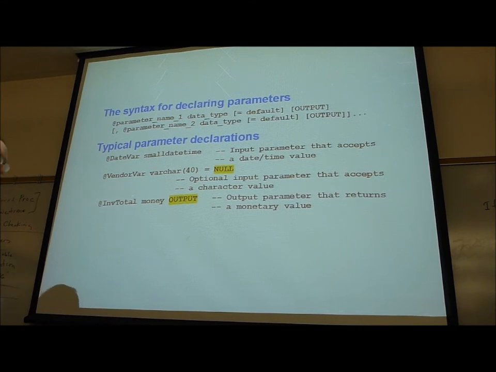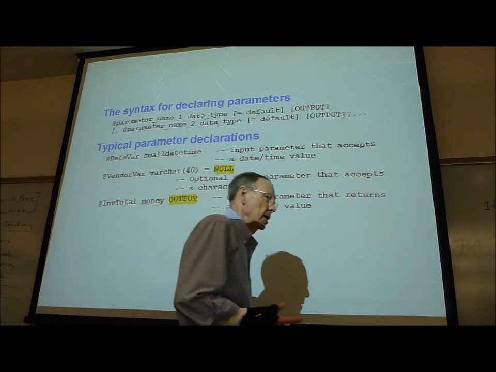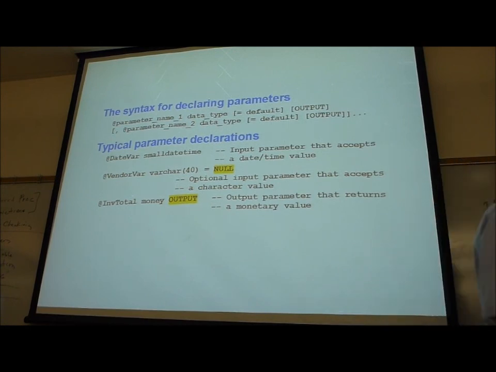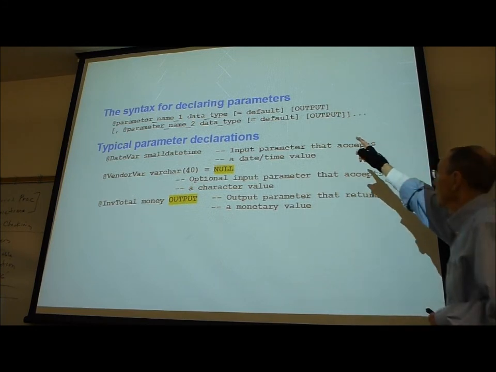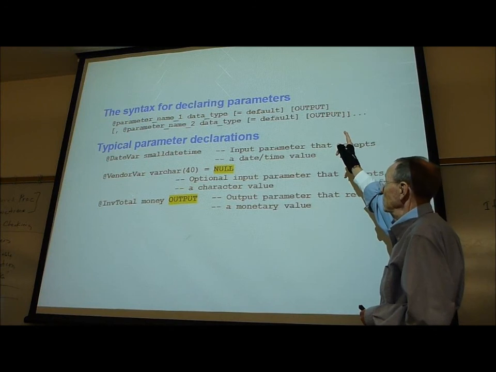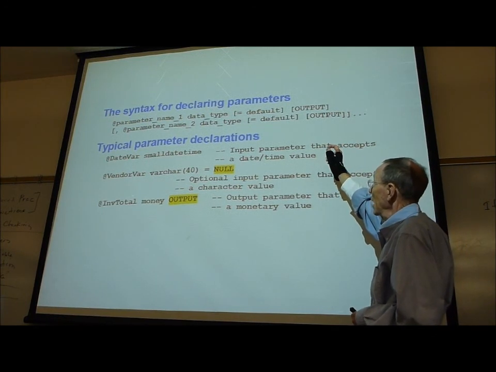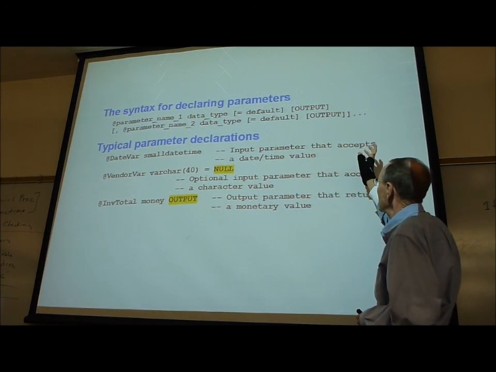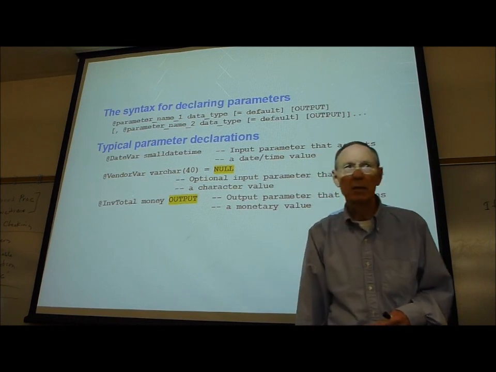The other thing is that the compiler has to distinguish between whether it's an input variable or an output. If I don't say anything, it's an input variable. But if it's something I'm returning back, then I have to put the keyword output after that. And then I can have these comma separated, so I can have as many as I like.